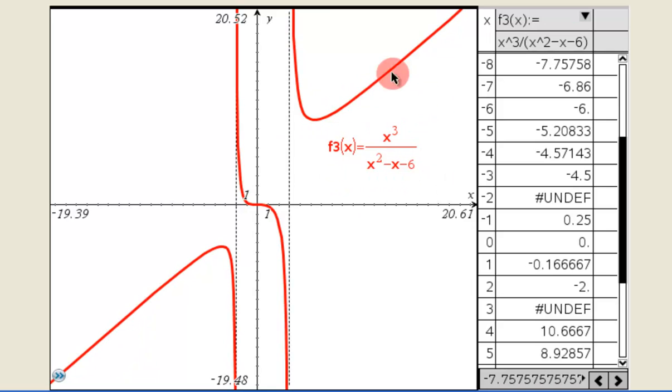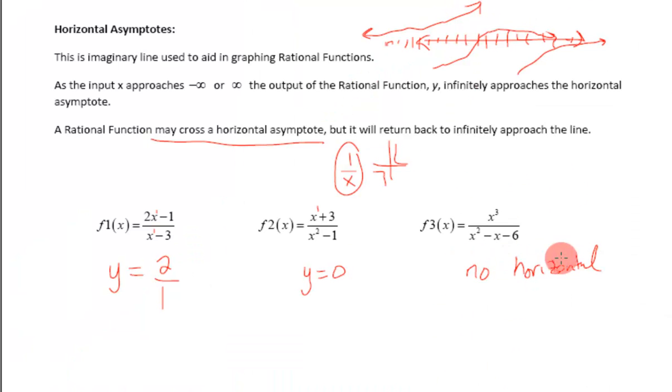What it is doing is going towards this slant, though. So there is a slant asymptote, and you can view the video on slant asymptotes to see when that occurs. But what we're looking at right now is that there is no horizontal asymptote when the denominator is less than the numerator, or the numerator is greater than the denominator, however you want to look at it.